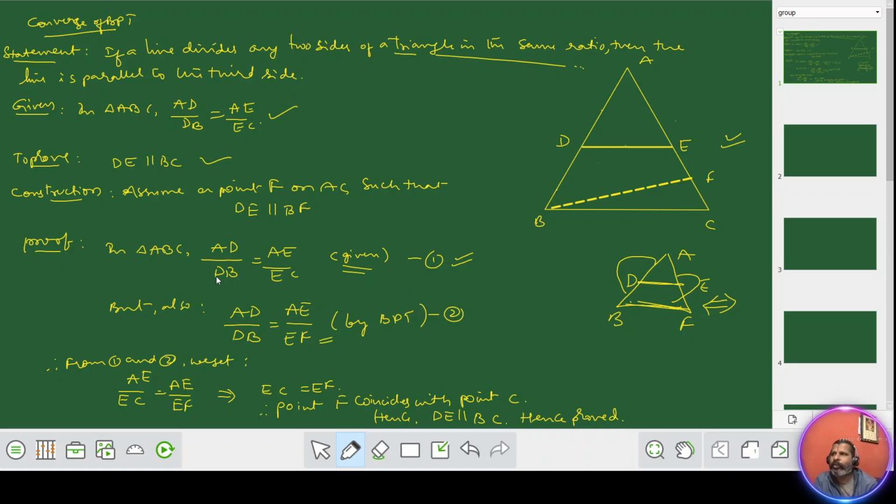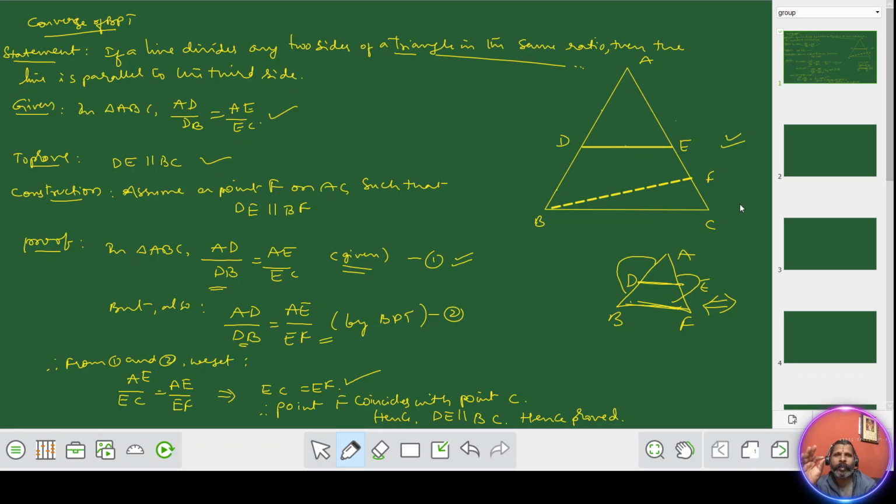If you compare these two, the left-hand sides are equal. Check out, left-hand sides are equal, so the right-hand sides should be equal. Means AE by EC equals AE by EF. In this part also, the numerators AE are equal, therefore the denominators should also be equal. That's what we wrote here: EC should be equal to EF. EC equal to EF means the letter E also remains the same. The length of EC should be equal to the length of EF, which happens only when F coincides with C.